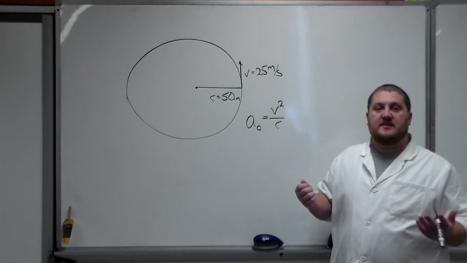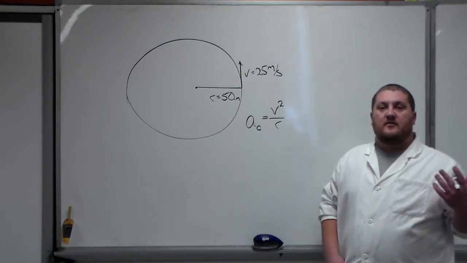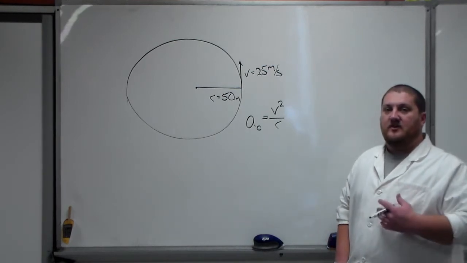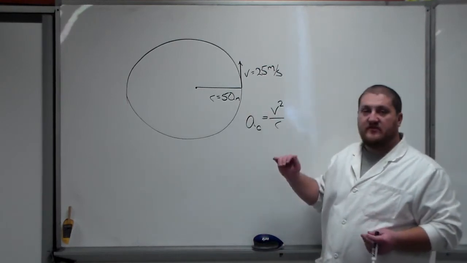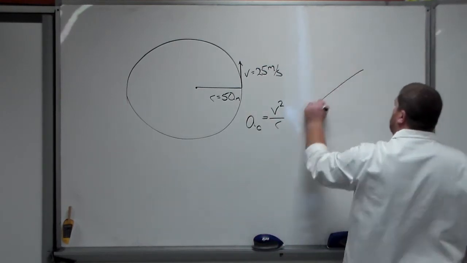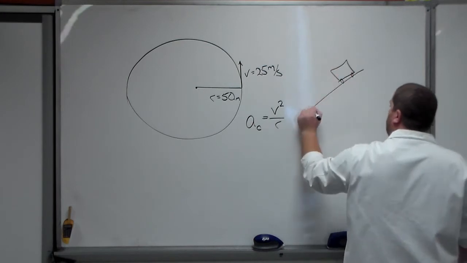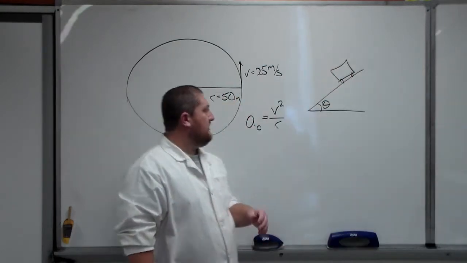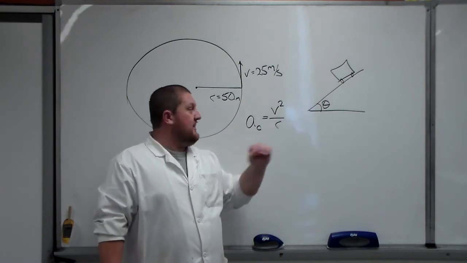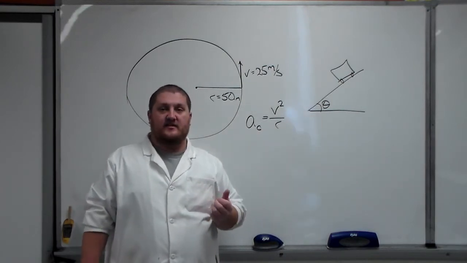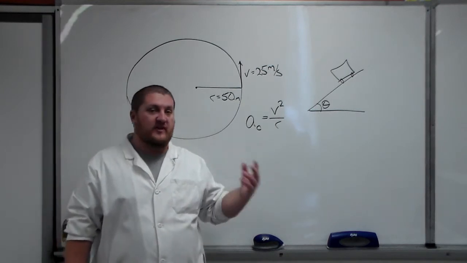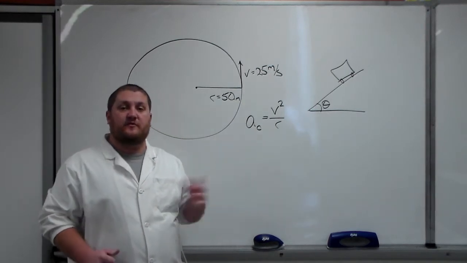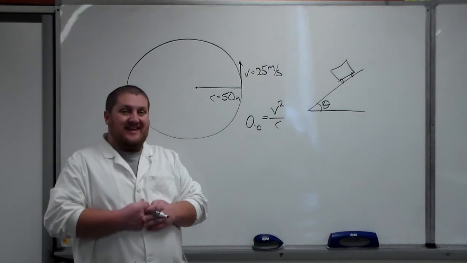However, I'm interested in the angle that the turn needs to be banked to. So let's draw a cross section of this turn. So this turn is inclined at some angle theta. And I'm also going to add in that there is no friction. We're on a very icy road, so there is no friction between the tires and the road.